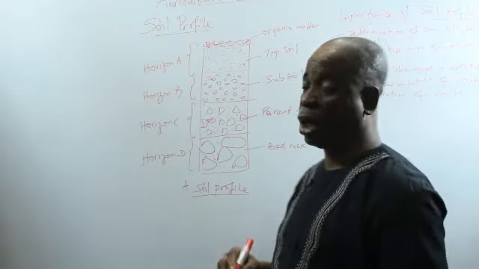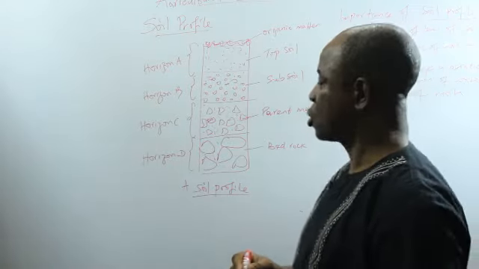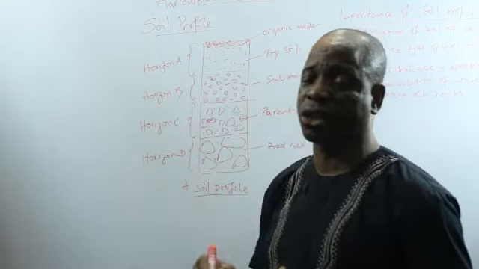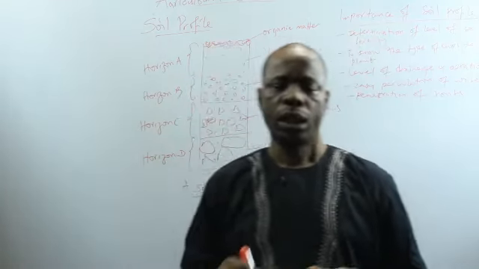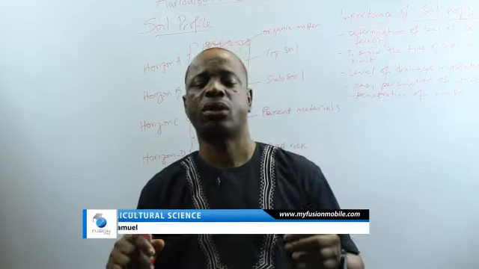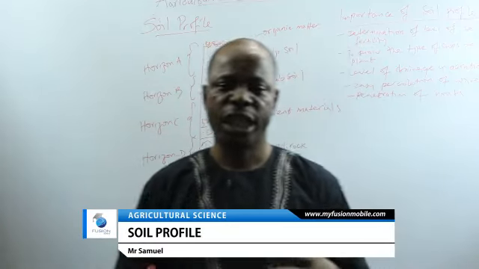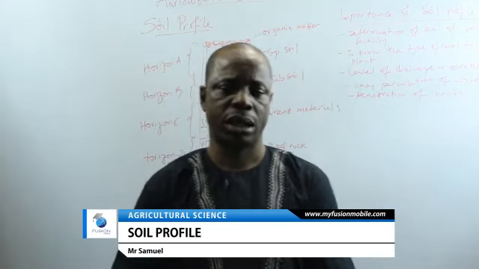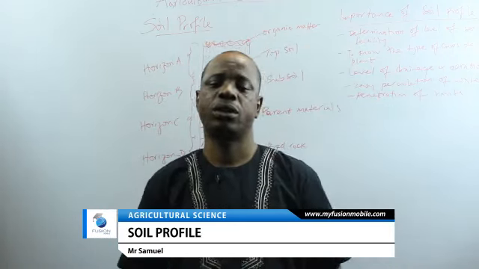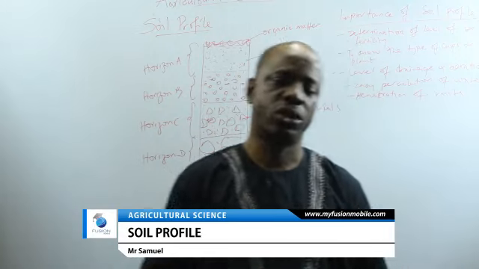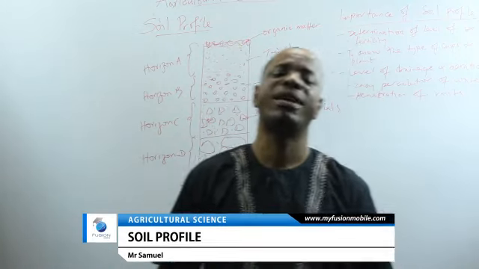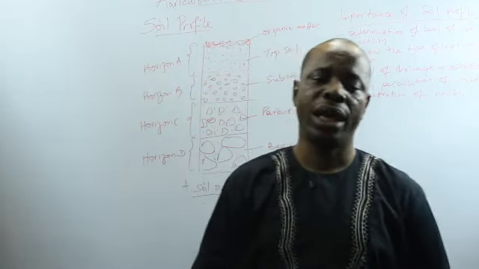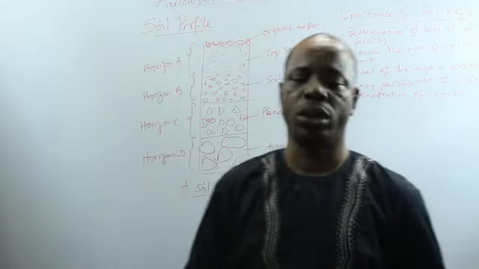The next topic is soil profile. Soil profile, by definition, is the vertical section of the soil that shows the arrangement of different types of soil in horizontal layers, and each layer is called a horizon. I'll take it again. Soil profile is the vertical cut or vertical section of the soil showing the arrangement of different types of soil in horizontal layers, and each layer is called a horizon.